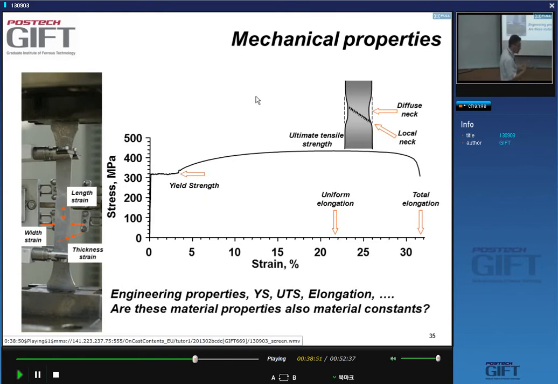Yeah? So these parameters that we can measure, the yield strength, the tensile strength, the uniform elongation, that's the elongation at the ultimate tensile strength, and the fracture stress, or the total elongation, are very much used in engineering practice. They are, however, not material constants.